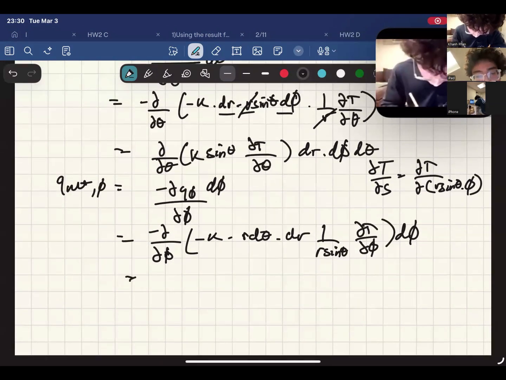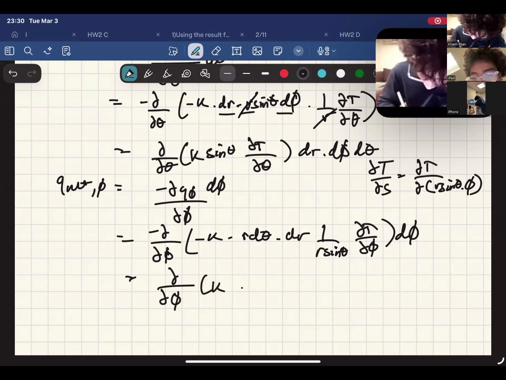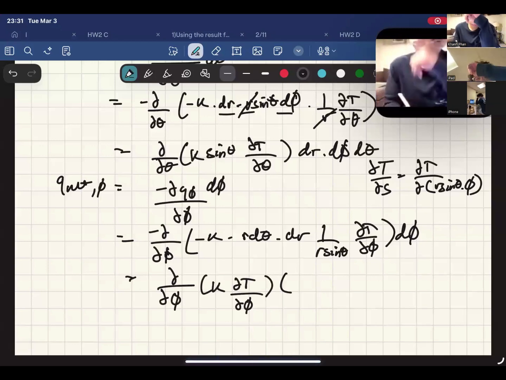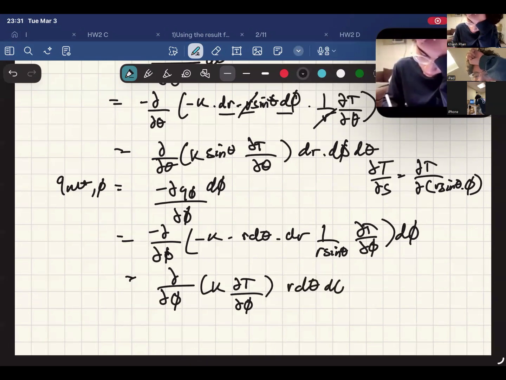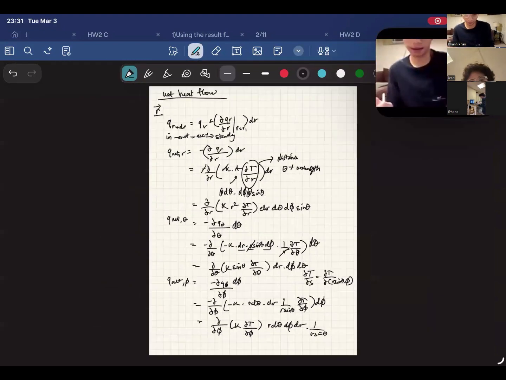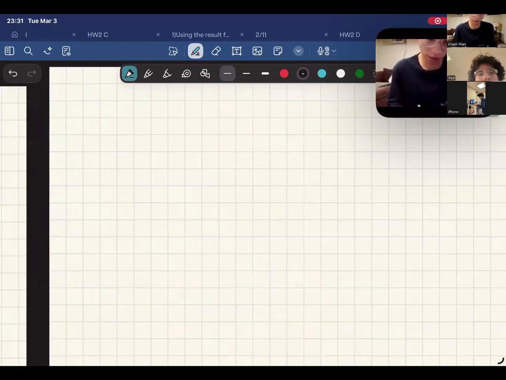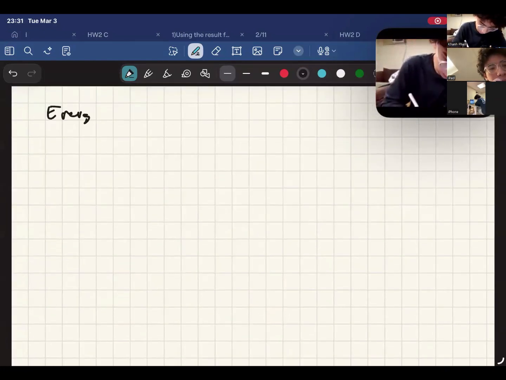So we take all the constant out and then cancel out the negative sign. We have k over dt d phi, and then the constant would be r d theta d phi and dr, and then over 1 r sine square theta.